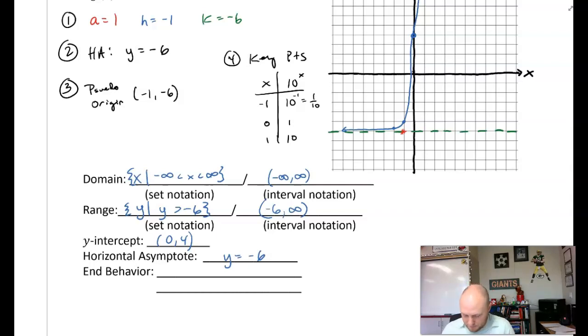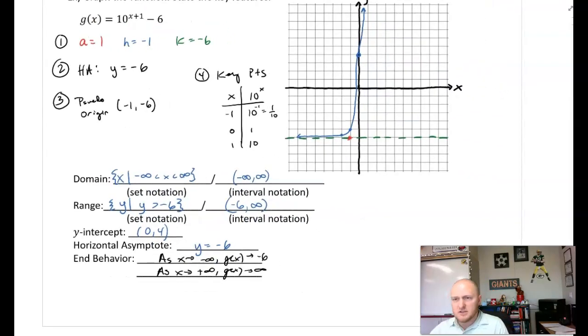Our end behavior, as x approaches -infinity, g of x is going to the horizontal asymptote, which is -6. And then as x goes to +infinity, g of x is increasing unbounded towards +infinity. Okay, so there is exponential function base 10. Not much of a difference, just your key points. That's it. That is it.